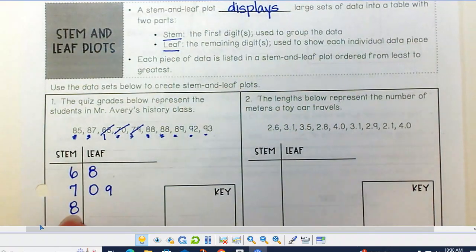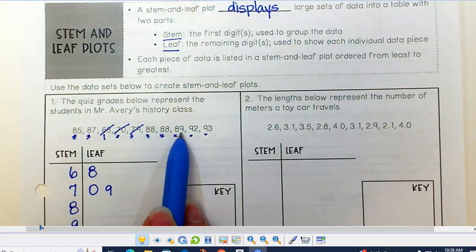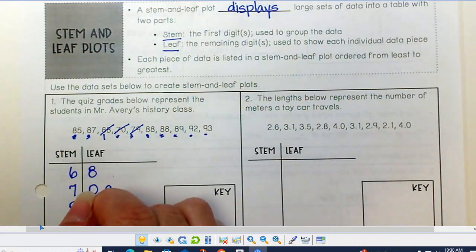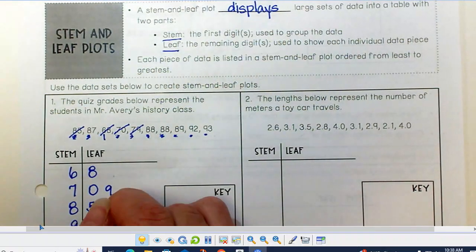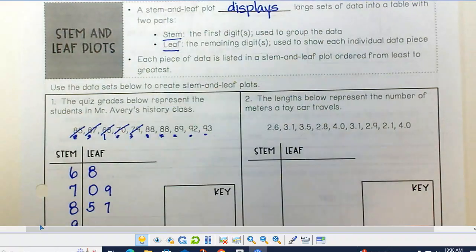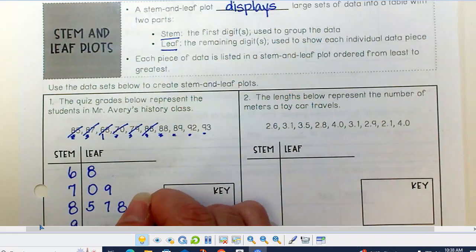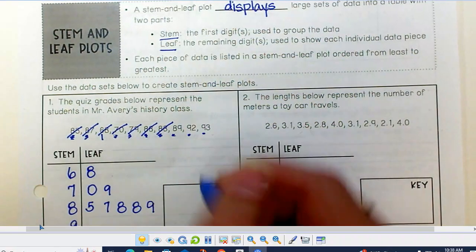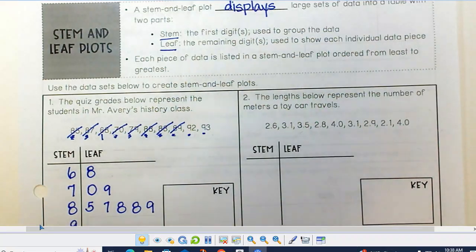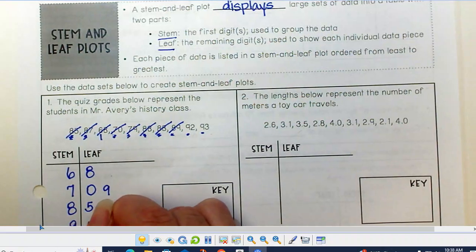Mark those off. All right, then I do the numbers that begin with 8 in the tens place. I have 85, 87, 88, 88, and 89. 85 is my smallest, so it's going to go first. 87, so I'll put the 7. 88, and 88 again, so put another 8. And then 89. And then I have 92 and 93, so 92 and 93.